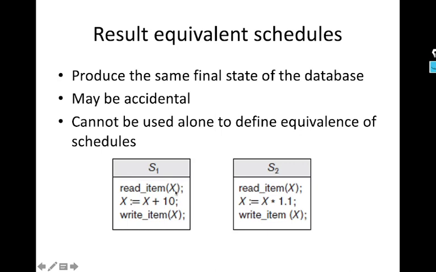If we give some other value, say 90 here, then 90 plus 10 will be 100. And here 90 into 1.1 is never 100. It is not 100. So we won't get the correct result here. So for some values it may be correct and for some other values it may not be correct. That is why we say result equivalence may be accidental. So result equivalent schedules cannot be considered for serializability.